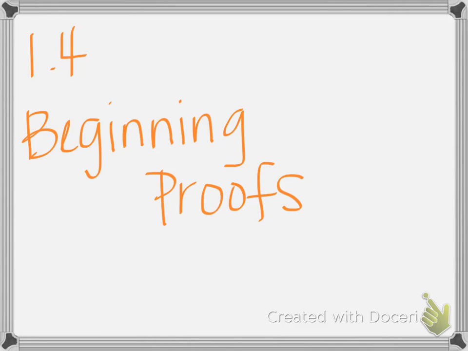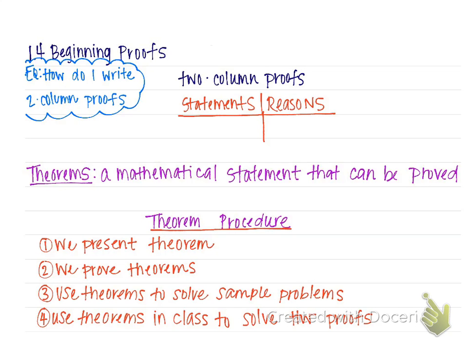So this next section, we're going to do beginning proofs. Look here, everything's already written out, and we're going to fill in some stuff. So this is beginning proofs. Our essential question is, how do I write 2-column proofs? And you are writing this in Cornell Notes.